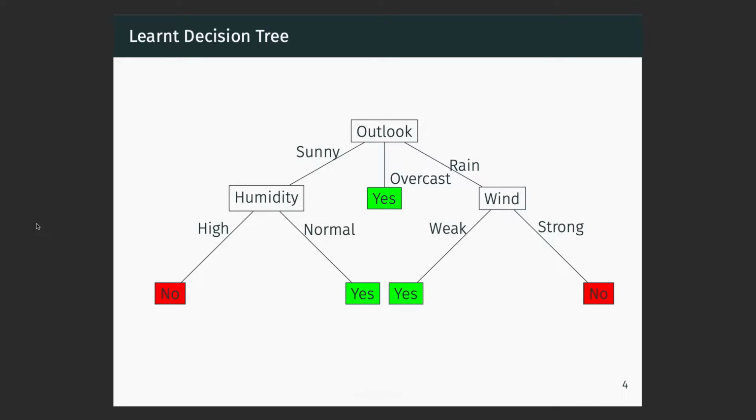Now can you make sense of the relationship between input and output? What does this tree tell us? It says that when the outlook is overcast, I always play. Makes sense. Some people like to play when it is overcast. When it is sunny, then you have to check for the humidity. If the humidity is high, you don't want to play because it is going to be both hot and humid. But if it is sunny and the humidity is normal, you can still play. So this seems to be a fairly simple interpretable model that we can learn.